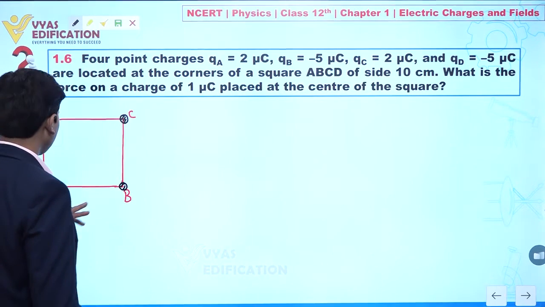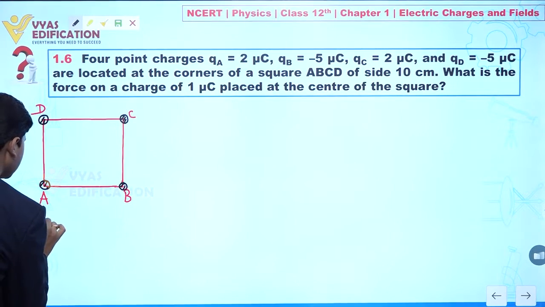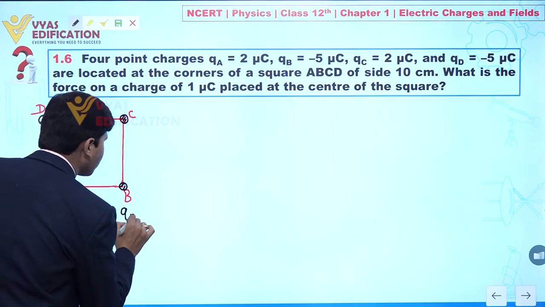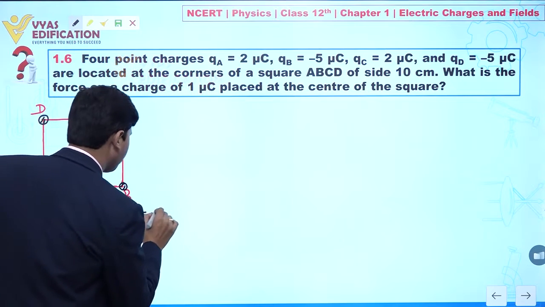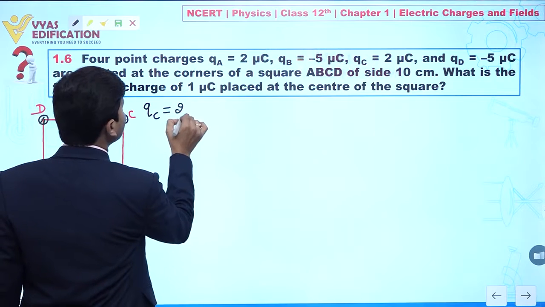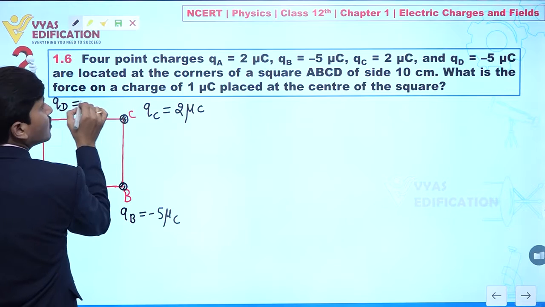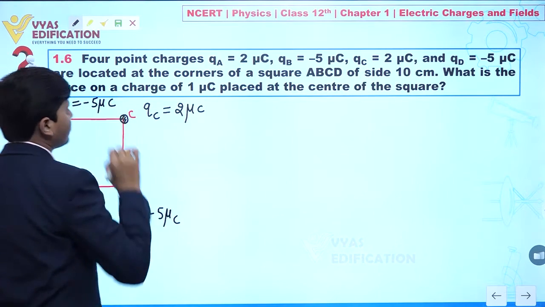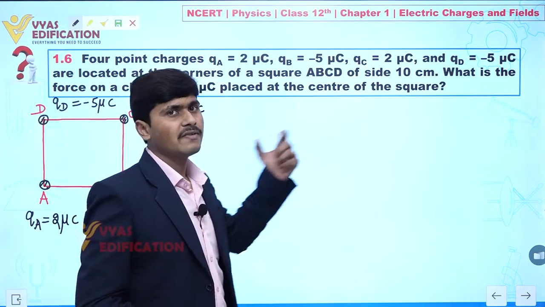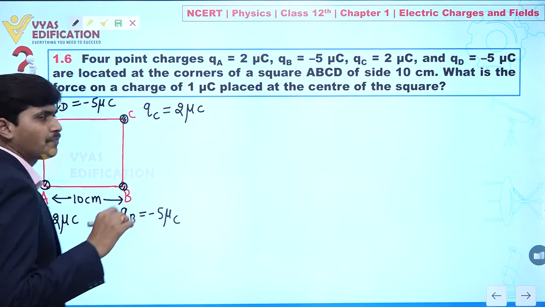The values of QA, QB, QC and QD are also given. The value of QA is 2 microcoulomb. The value of QB is minus 5 microcoulomb. The value of QC is 2 microcoulomb. And the value of QD is minus 5 microcoulomb. Now listen carefully. One more point is given: the side is 10 centimeter.